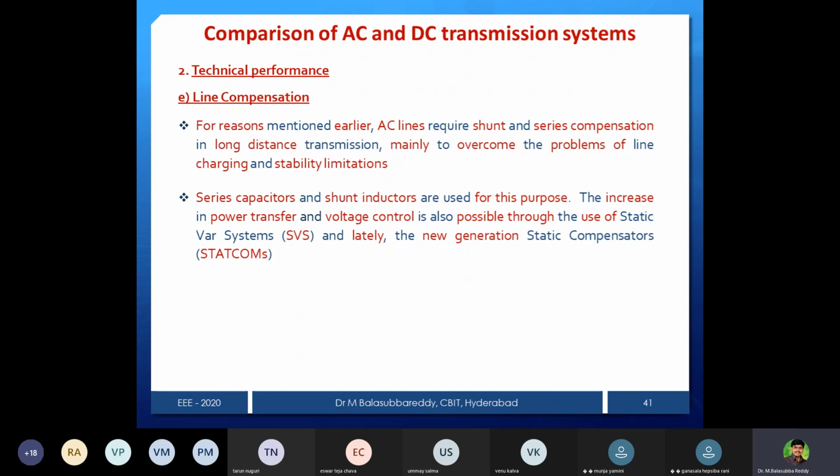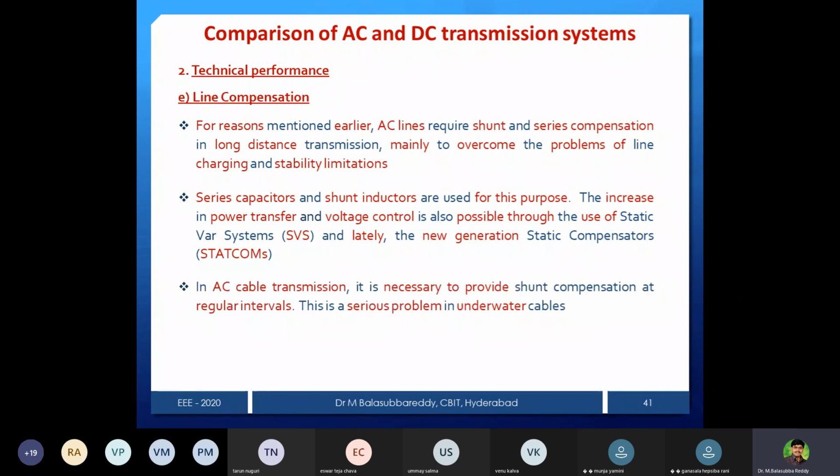SVS, or nowadays SVC, is there. SVS is nothing but a static var system, and the SVS controller is automatic, and another latest development, the STATCOM, will also be there. So all these are used to compensate reactive power. That's what the series capacitors and shunt inductors are for. So these are the purpose, to compensate power transfer, and voltage control is also possible through the use of a STATCOM, a var system or an SVC. So these are suited to compensate that.